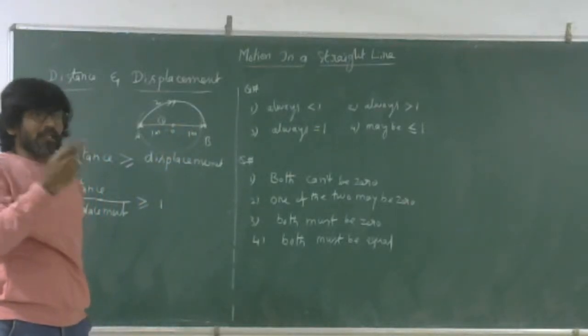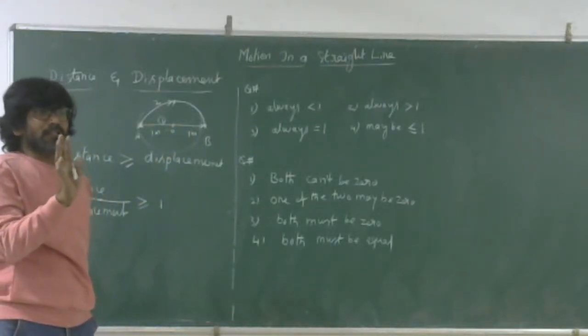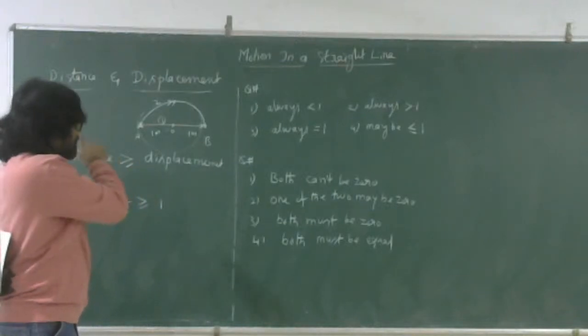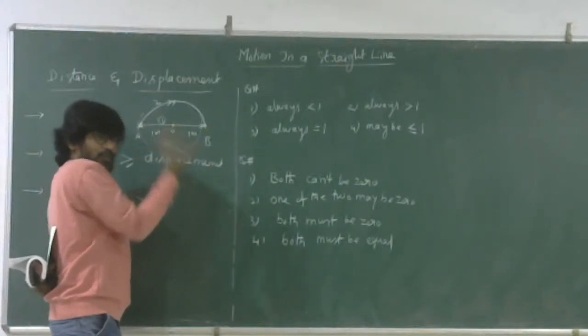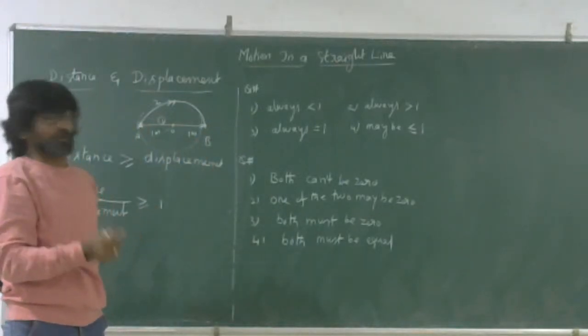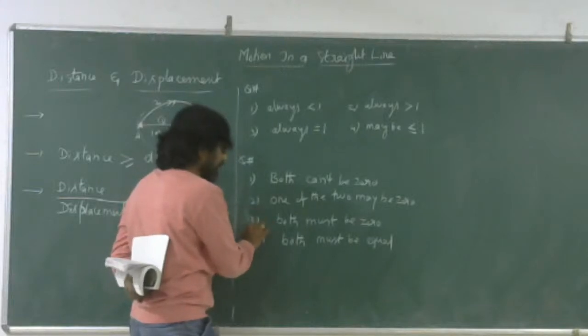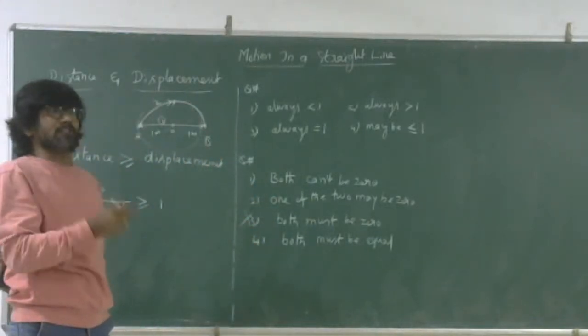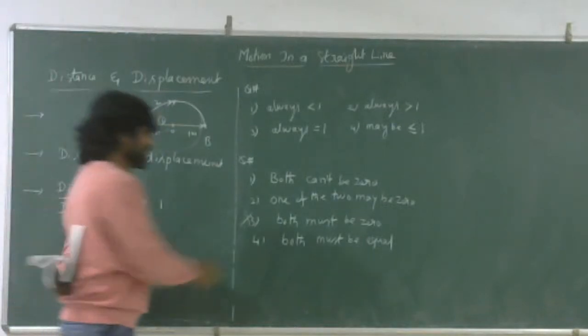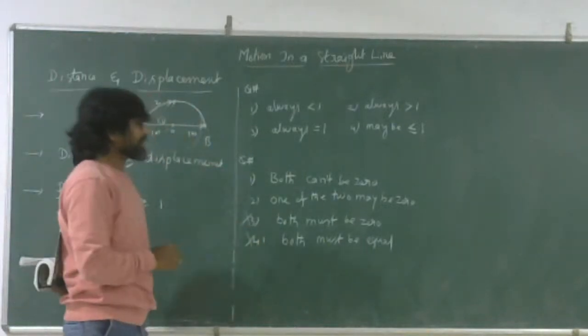But they can never be 0. You cannot say they will be 0, because it has changed, so there should be some non-zero value. So "both must be 0" is wrong. "Both must be equal" is also wrong, because it is not specifically mentioned that it changed along a straight line. Only in a straight line will they be equal.